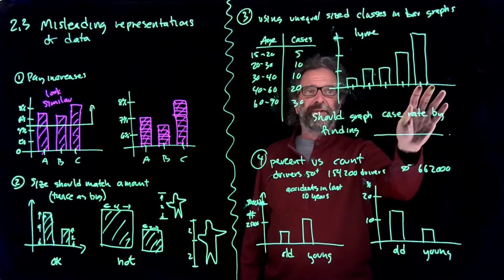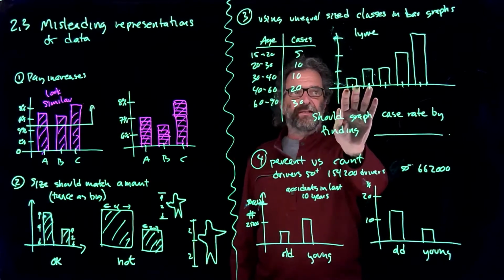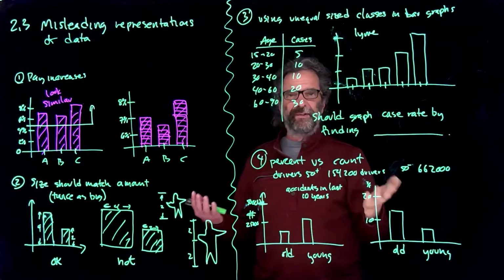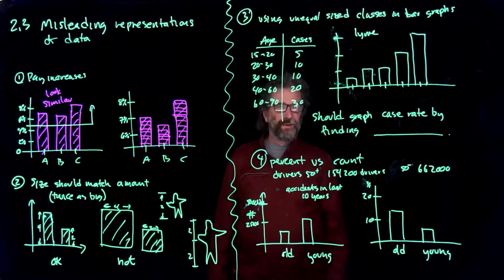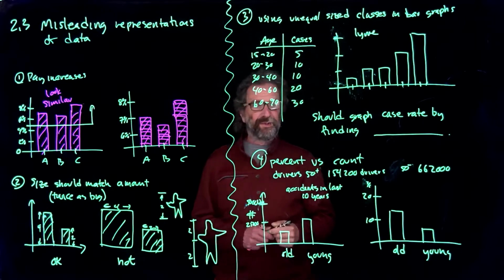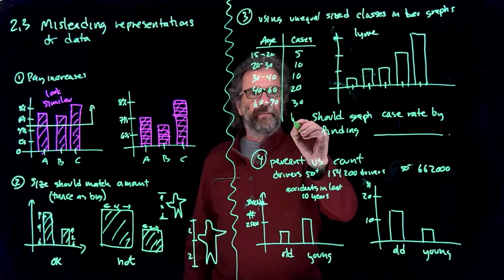There's just going to be more people here and less here. So less Lyme disease, more Lyme disease, but not more frequency of Lyme disease. So the moral of the story is maybe we should graph the case rate.